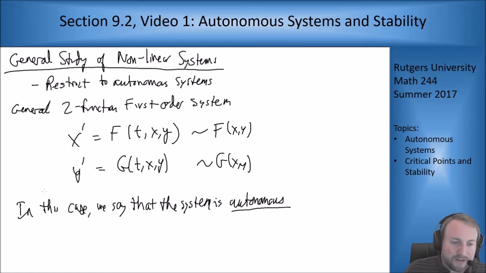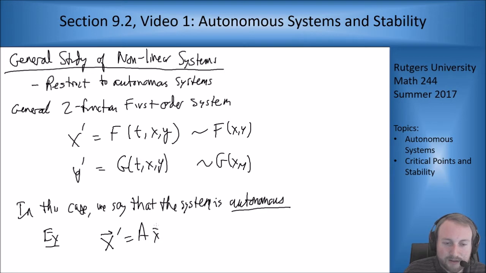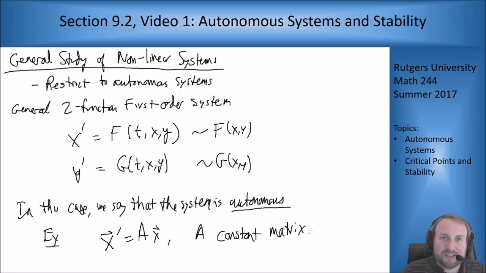Now, an example of this, which you've already seen, is x vector prime equals A times vector x, where A is a constant matrix. This is an autonomous system. We used that as motivation to study them in the first place, and we can solve this more or less explicitly, or at least get a really good idea of what the solutions look like if the system is linear like this. We're going to end up using this sort of method to figure out what goes on with the nonlinear systems, but we have in our pocket that we can solve these sorts of linear autonomous systems.